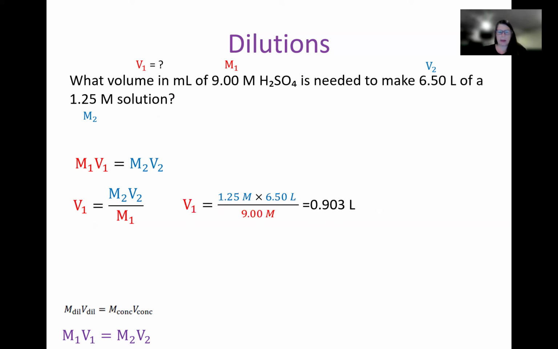This will give me my volume in liters, but the question asks for milliliters, so we have to convert that to milliliters by multiplying by 1,000. Everything here, the 9.00 molar, 6.50 liters, and 1.25 molar, has 3 significant figures, so I rounded to 3 significant figures.